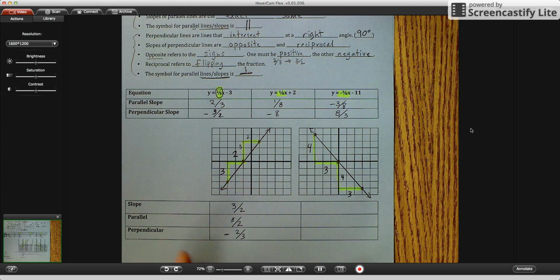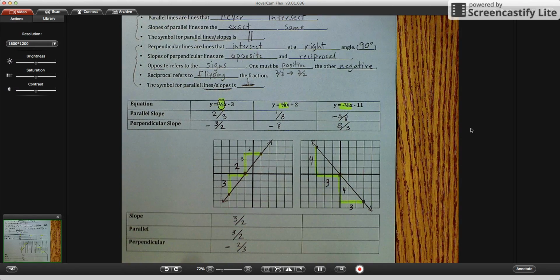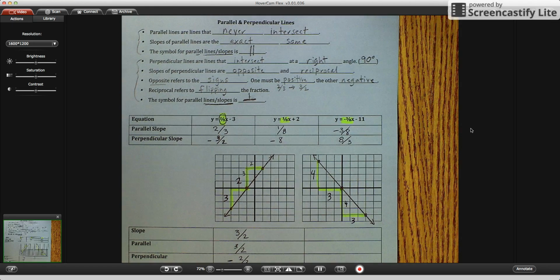Have a good one. And that is parallel and perpendicular slopes.